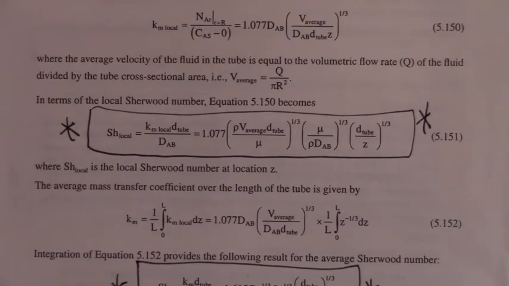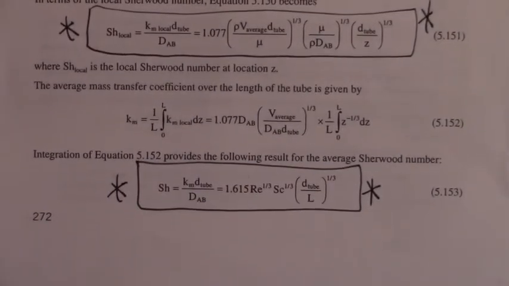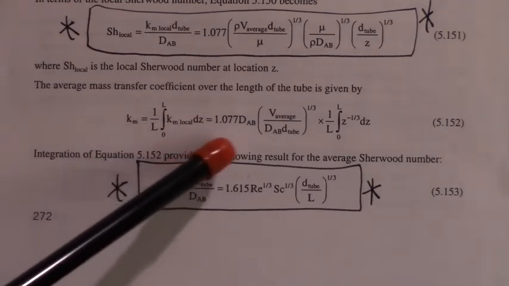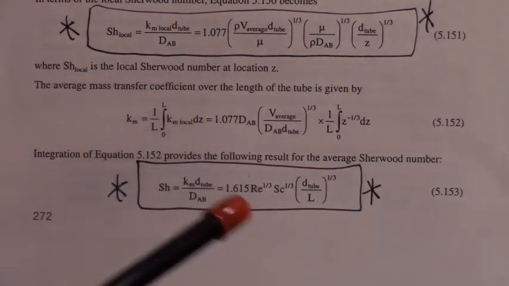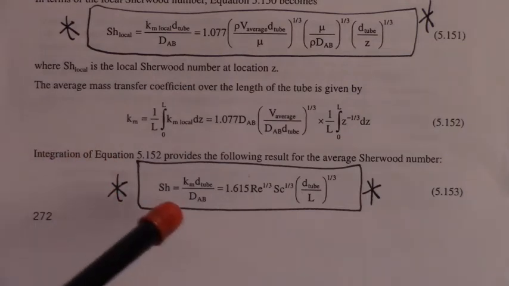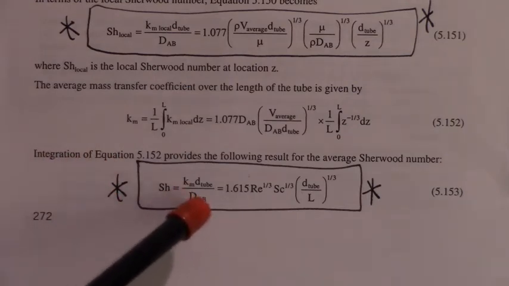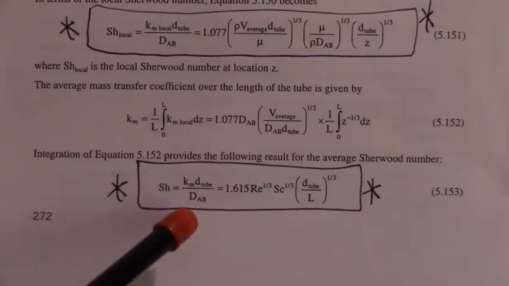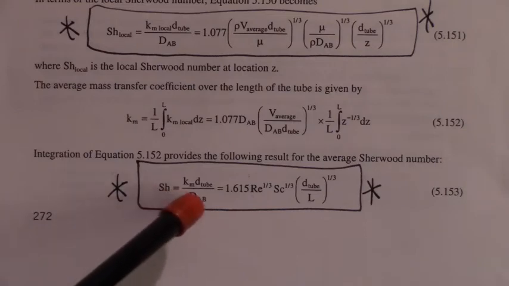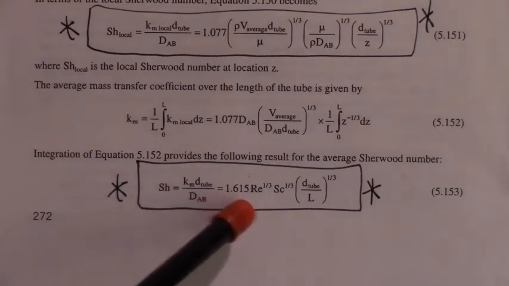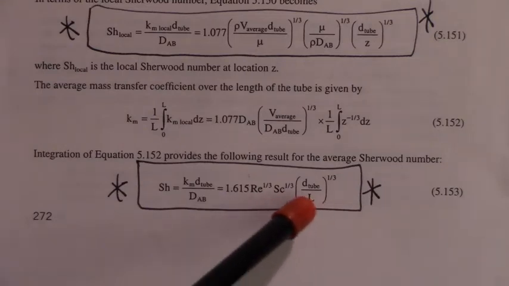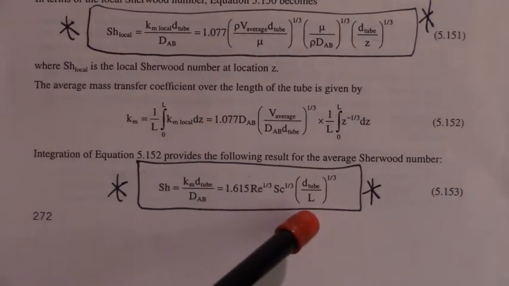If we take the local mass transfer coefficient and we average it along the length of the tube, as shown here, crank out the math, we end up with the star equation down here, which is the Sherwood number for laminar flow in a cylindrical tube for the short contact time solution. We have a constant 1.615 times the Reynolds number to the 1/3 times the Schmidt number to the 1/3 times the diameter of the tube divided by the length to the 1/3 power.